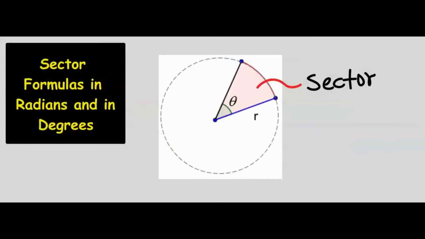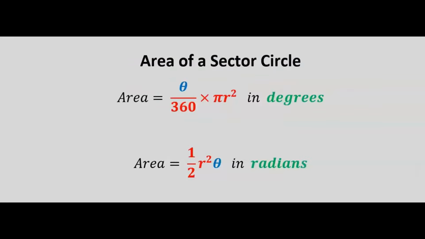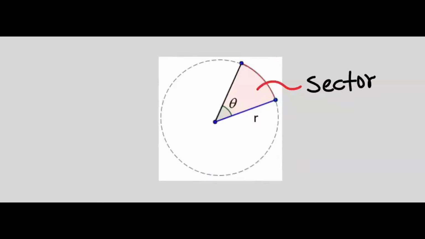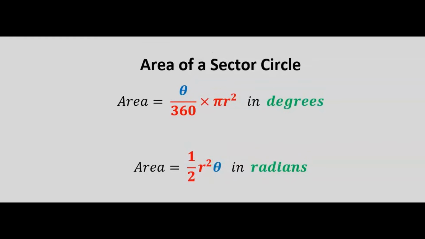Consider a sector. If the angle at the center is in degrees, then the area of the sector will be the area of the circle multiplied by the ratio of the angle to 360. However, if the angle at the center is in radians, then we're going to multiply the given radian by 1/2 multiplied by r squared. The central angle will determine which of the formulas to use, unless otherwise stated.